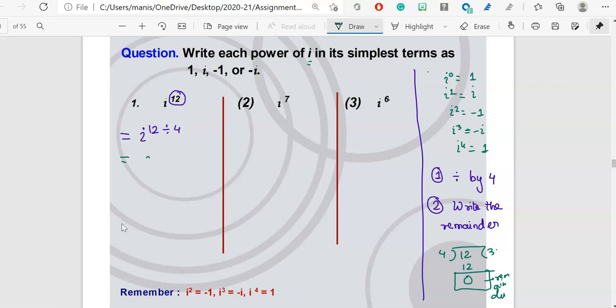So my next step will be to write the remainder. Now I to the power 0. Look in this formula chart. What is the value of I to the power 0? It is 1. So this is the answer for this question. Look over here, I said your answer should be either this, this, or this. So I got 1. Let's start with the second problem.